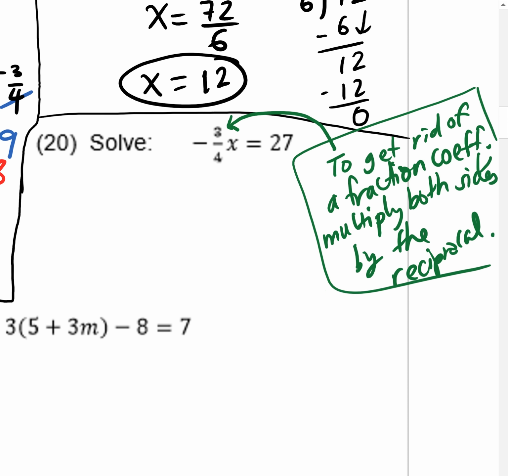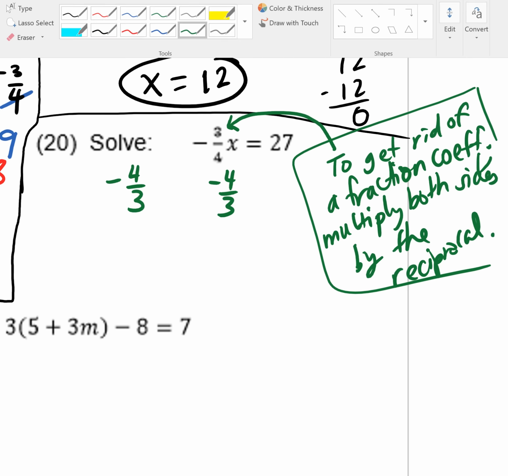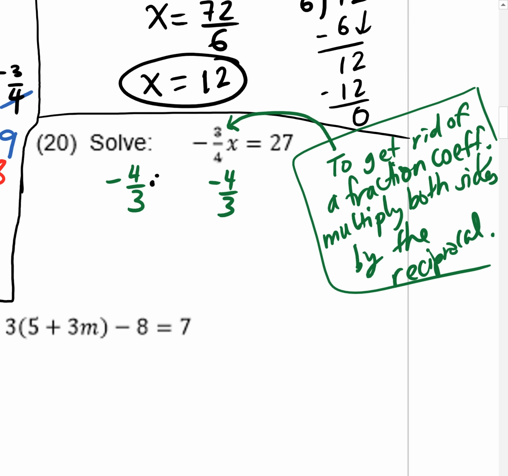Yeah, and remember the reciprocal, you keep the same sign. So when I look at negative 3/4, his reciprocal is upside down 4/3, but it's still negative. So don't change the sign, it stays the same. The reciprocal of negative 3/4 is negative 4/3. I'm going to take that and multiply both sides by it. On the left side by negative 3/4 x, and then on the right side by 27.